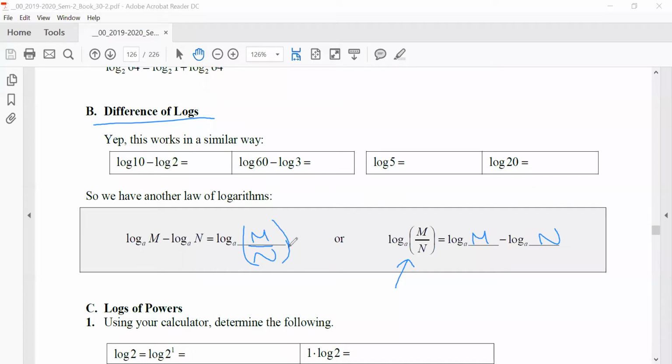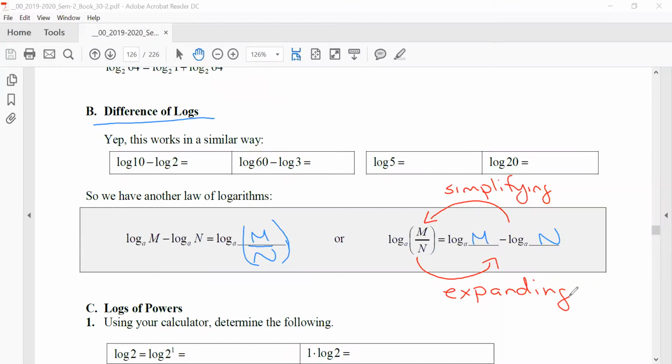So what you're going to be asked to do when you're doing these questions is to go between both forms. Going from more than one log into a single log is called simplifying. Going the other way, from one log into more than one log, is going to be called expanding. My pen quit working there. Expanding.